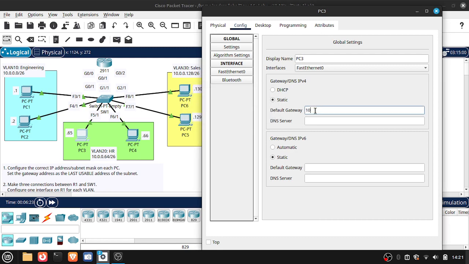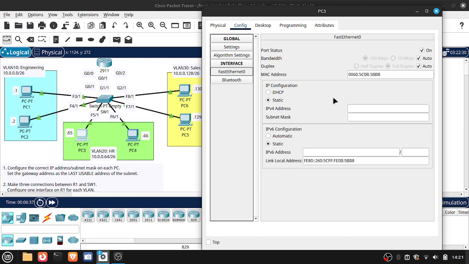Oh, I didn't put the period. Now it should work. Okay, and what is going to be your IP? The network topology said 65. So 65, and again the mask. Always the mask. Without the mask, you don't know what portion is network and what portion is host. Okay.